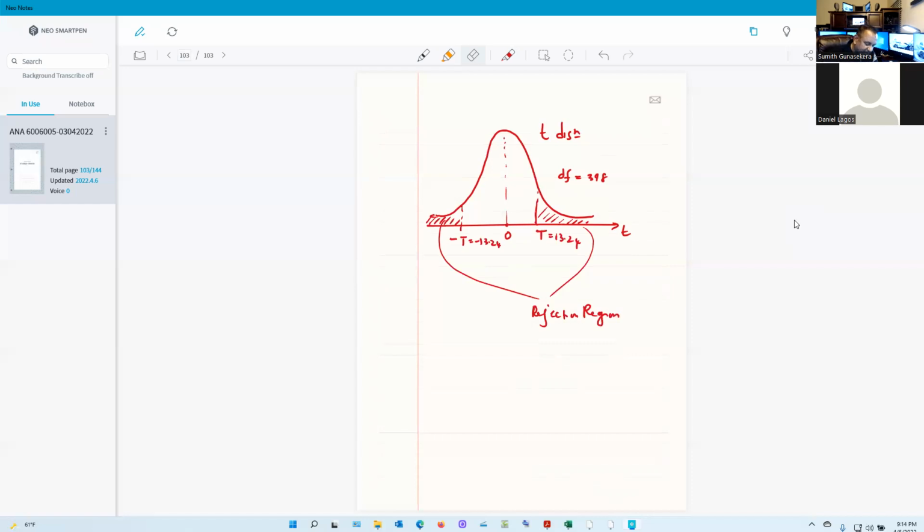Then we're going to find the p-value. The p-value is nothing but a probability: the probability under the t distribution that T is greater than the observed T. There are two tails, so I'm going to double it: 2 times the probability that T is greater than 13.24. How do you find that?